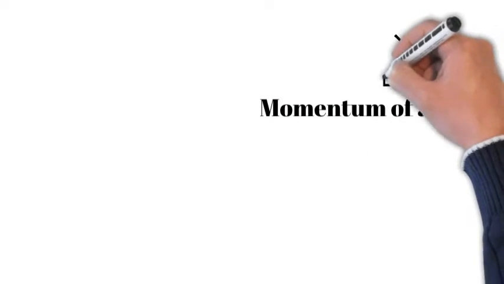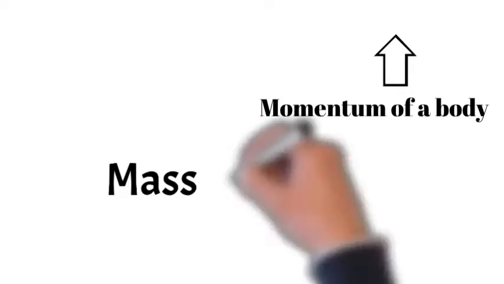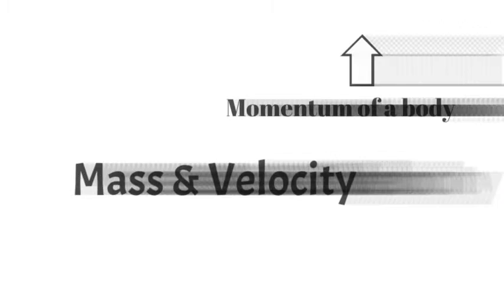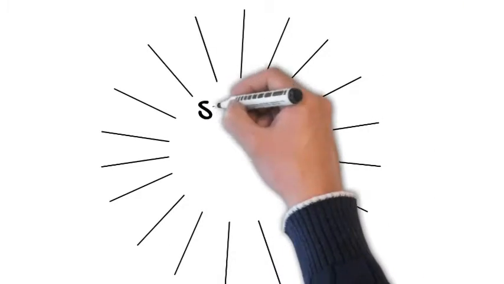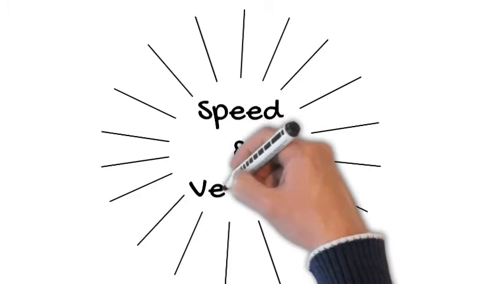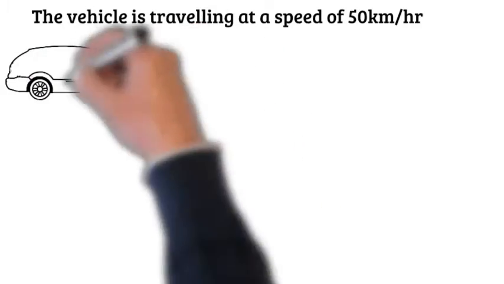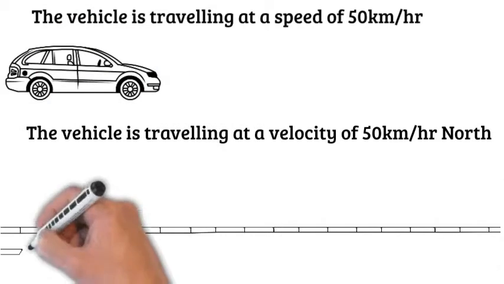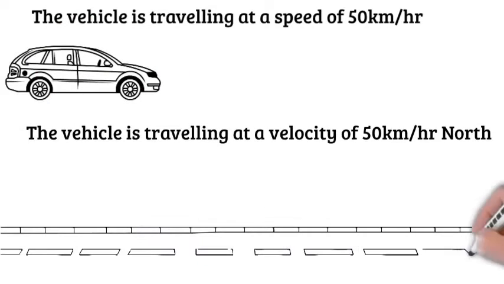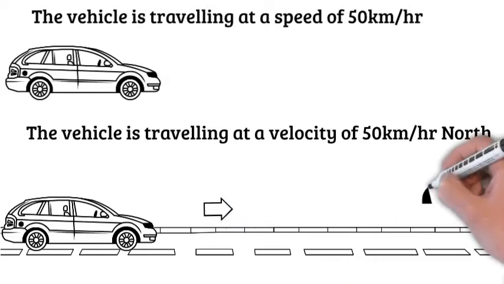In the previous session, we talked about momentum of a body, in which we had discussed mass and velocity. At some of the places I had talked about speed and velocity. There is a minute difference between these two. The vehicle is traveling at a speed of 50 km per hour. The vehicle is traveling at a velocity of 50 km per hour north.